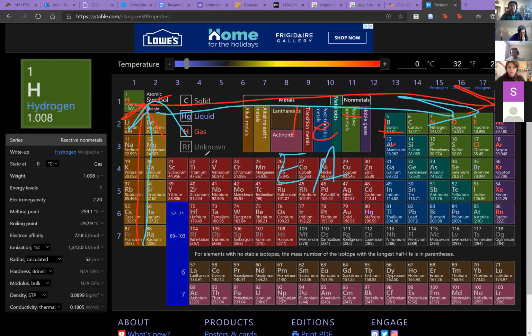Electronegativity, ionization energy, and electron affinity are all correlated with each other. The higher the electronegativity, the higher the ionization energy, and the higher the electron affinity. Likewise, the more electronegative it is, the smaller it is. Does anybody have any questions on Module 12?